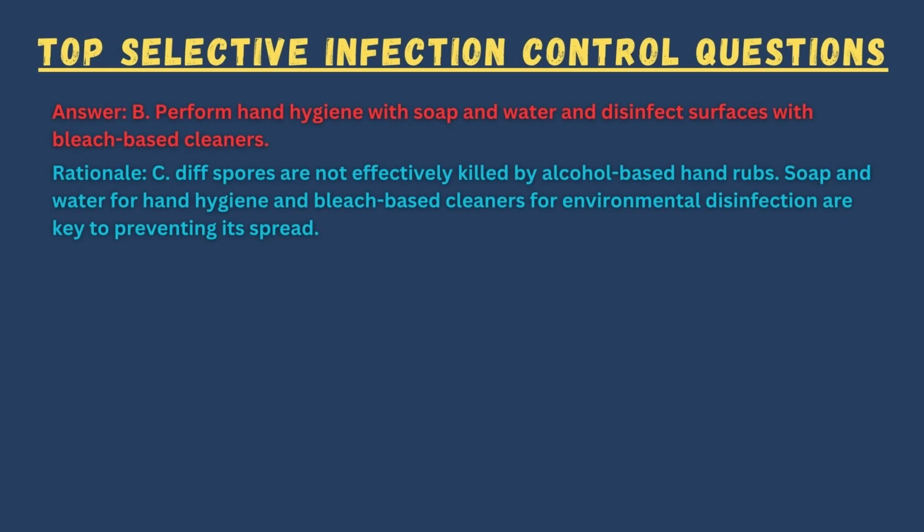Answer: B. Perform hand hygiene with soap and water and disinfect surfaces with bleach-based cleaners. Rationale: C. diff spores are not effectively killed by alcohol-based hand rubs. Soap and water for hand hygiene and bleach-based cleaners for environmental disinfection are key to preventing its spread.